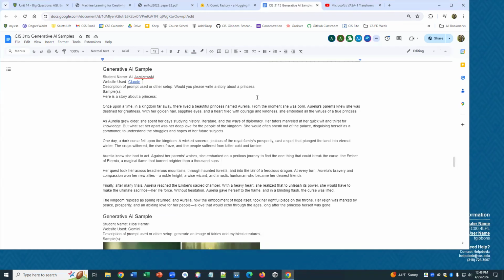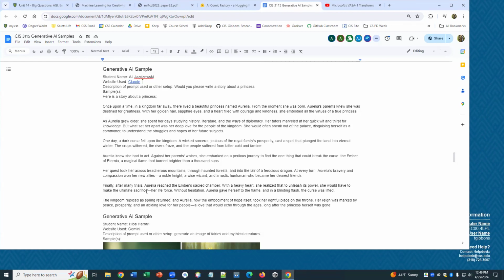There lived a beautiful princess. From the moment she was born, her parents knew she was destined for greatness. With golden hair, sapphire eyes, and a heart filled with courage and kindness, she embodied all the virtues of a true princess.